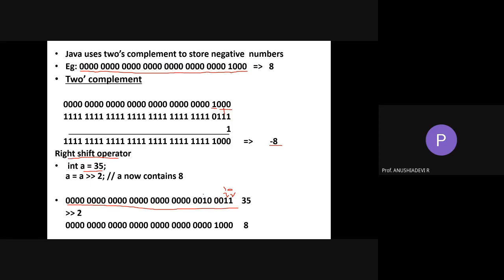This is 2 power 5. So what is the value of 2 power 5? 32. So 32 plus 2 plus 1, that is 35. So this is the binary representation of 35.